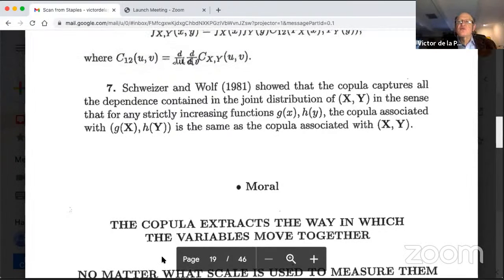Okay, so while we wait, I'm trying to connect some papers on copulas and ecology. So let's go back. Shall we go back to?